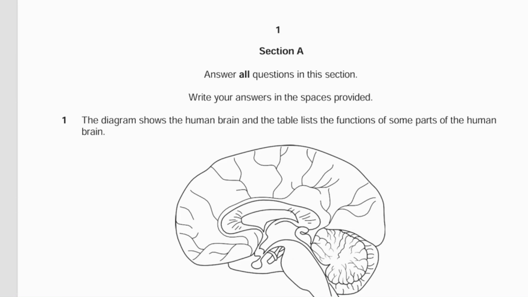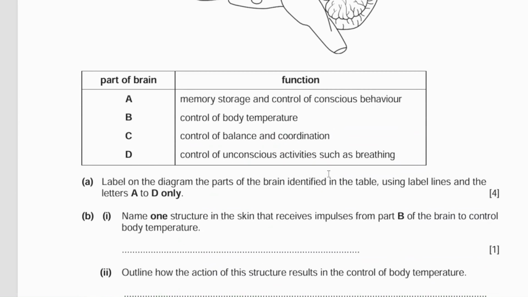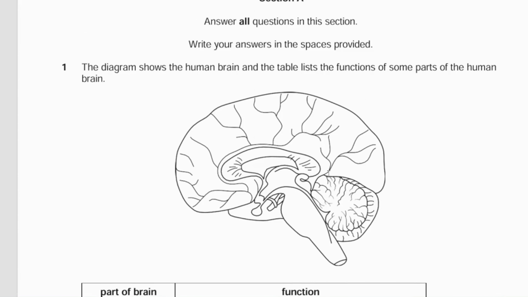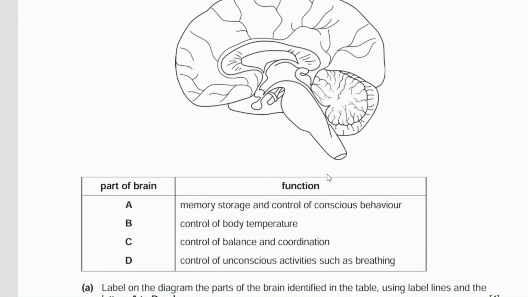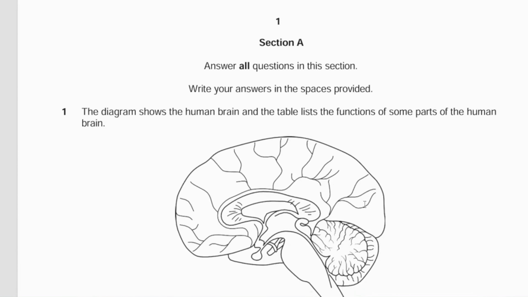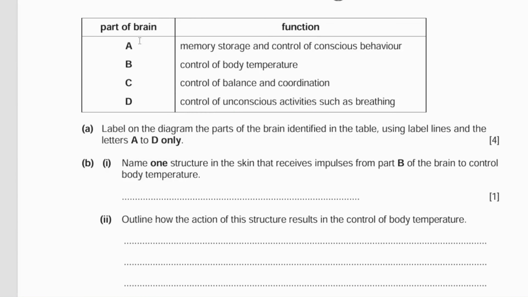So, the very first question is related to brain, though brain is not included now. So, we are going to skip part A for this question, since it's not part of syllabus. Name one structure in the skin that receives impulses from part B of the brain to control body temperature. Now, this is actually part of your syllabus. What is present in the brain that controls the body temperature?